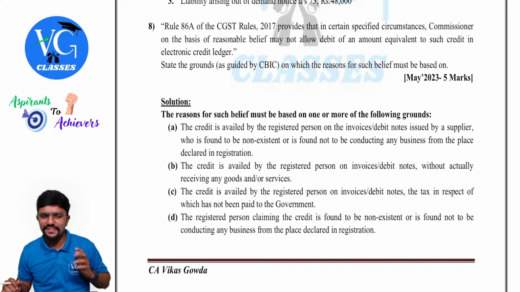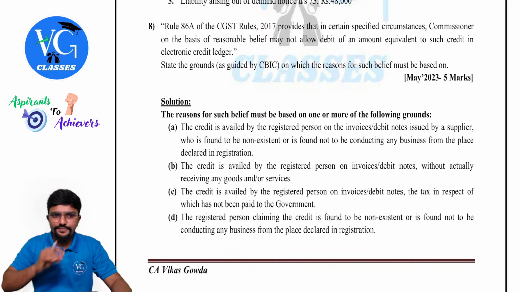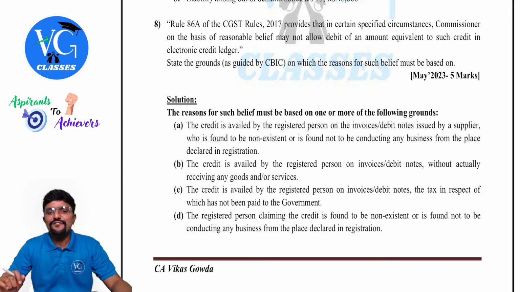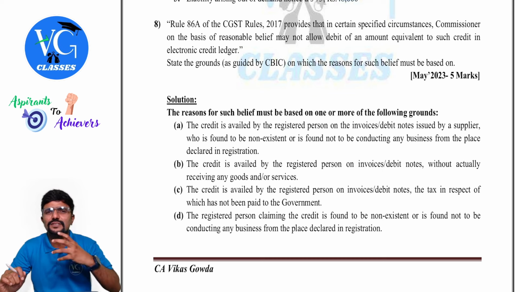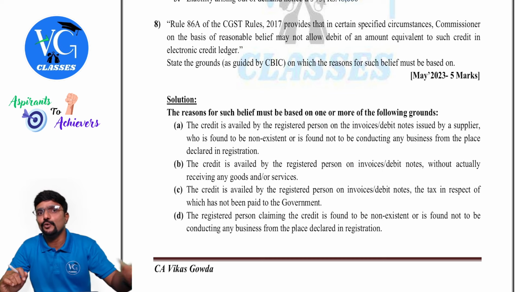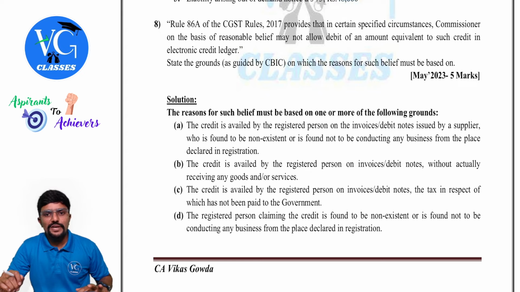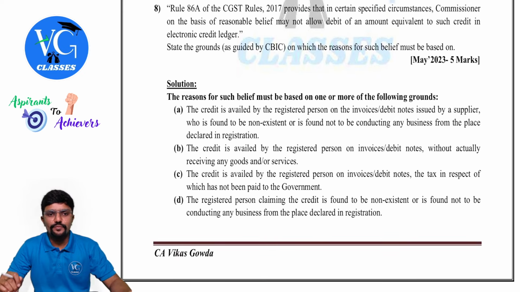Yeah, next question, again theory only. Question number 8. Rule 86A of CGST Rules 2017 provides that in certain specified circumstances, Commissioner on the basis of reasonable belief may not allow debit of an amount equivalent to such credit in electronic credit ledger. In simple, in the following cases, means Commissioner, can he not allow you to claim the credit is the question. State the grounds as guided by CBIC on which the reasons for such belief must be based on. May 2023, 5 marks question, guys.